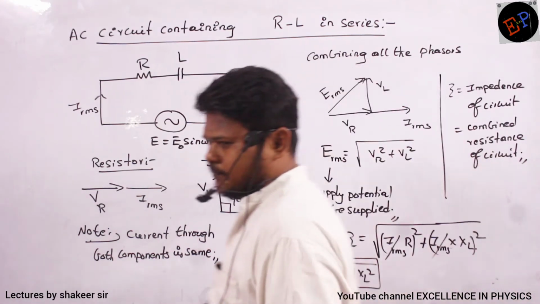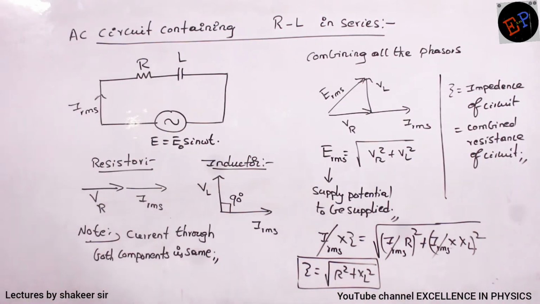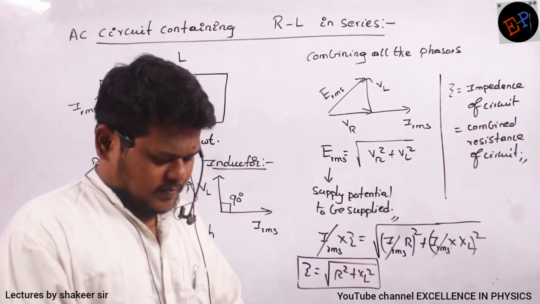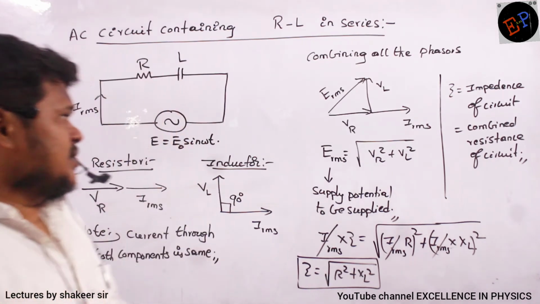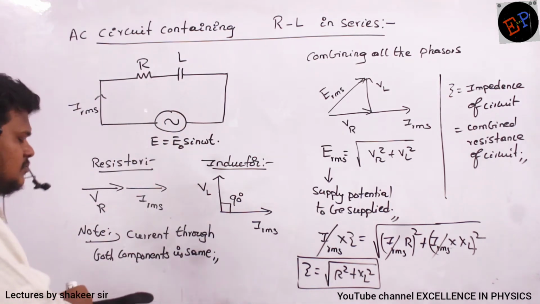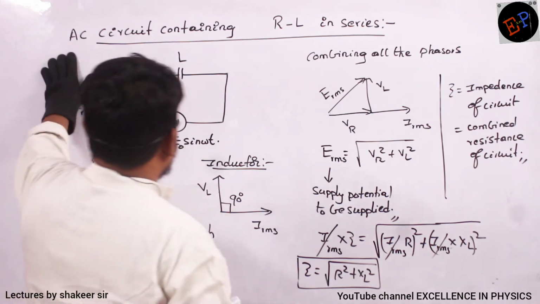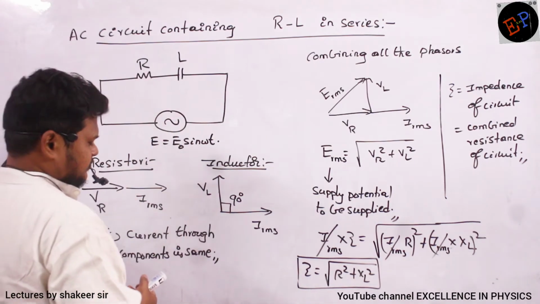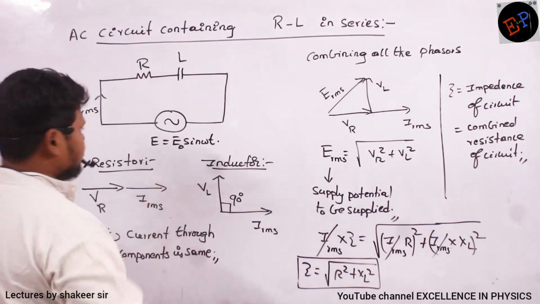Understood, Amma, what is happening? Combined resistance of the circuit is called impedance. Okay. Now we will study the phasor diagrams. See here. Shall I rub this? This side completed now?